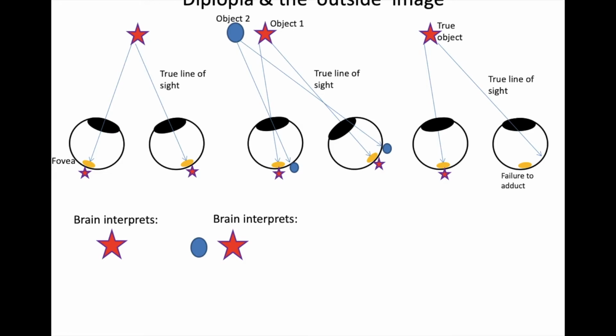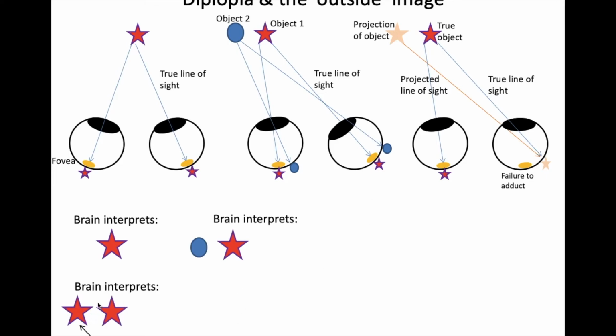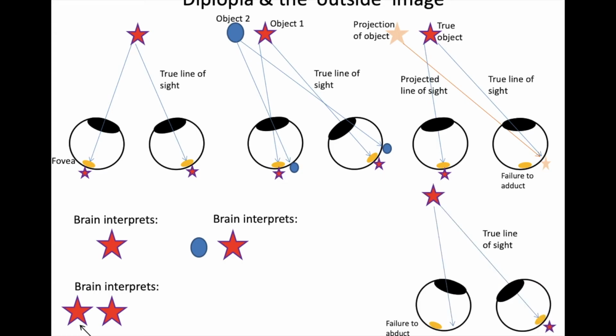Now, the brain doesn't know that the eye hasn't moved. Instead, the brain interprets this light as having come from a second object lateral to the true object. And hence the patient sees two stars. You have the true image in the normal eye and another false image which is seen with the problem eye. This is your diplopia.